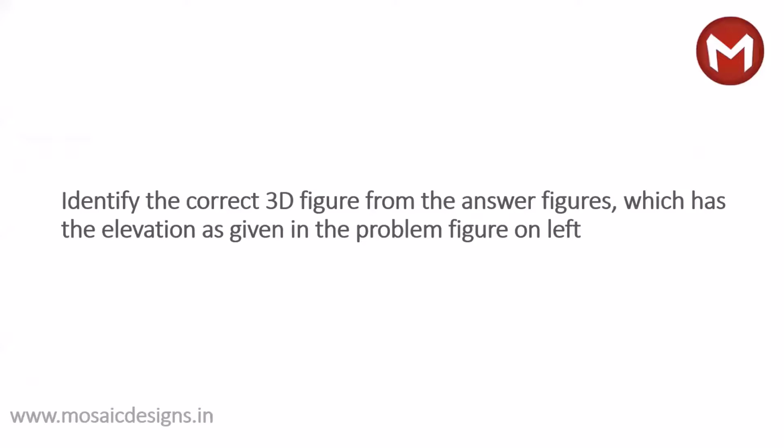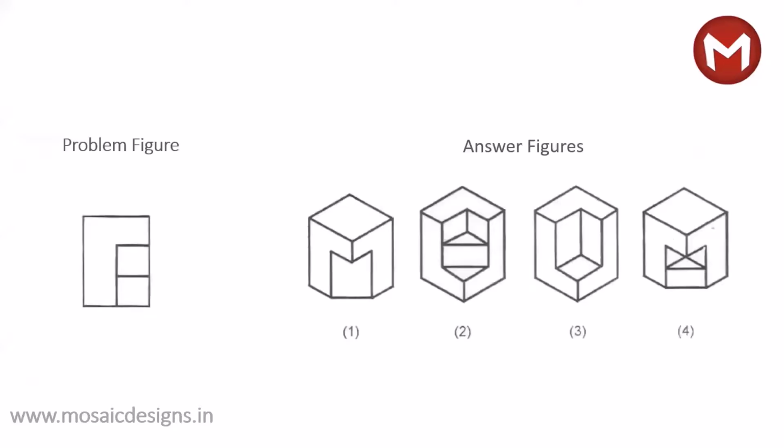It says, identify the correct 3D figure from the answer figures which has the elevation as given in the problem figure on left. Going by the process of elimination, we can see that this particular shape, we can only see if we take the projections from figure 1 and figure 4. This particular shape is not there in figure 3 and figure 2. It's only present in figure 1 and figure 4.